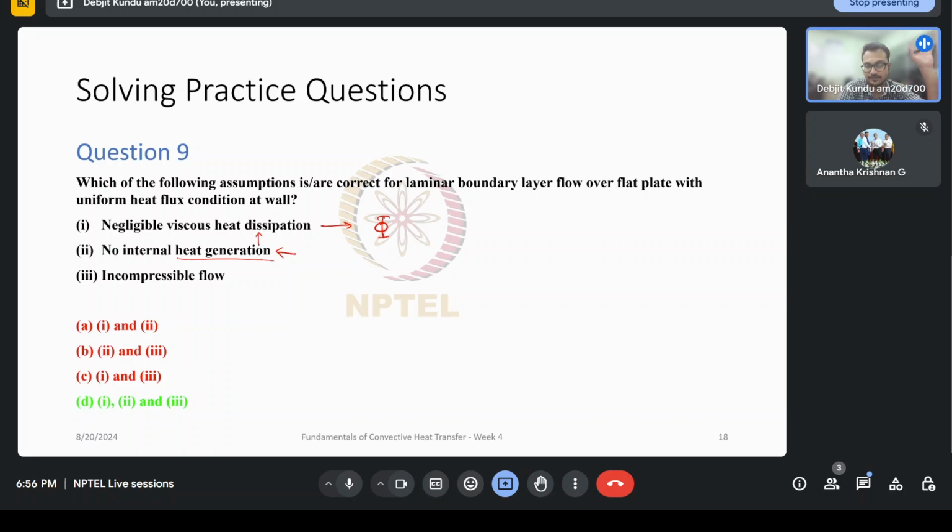And finally, incompressible flow is also an assumption that we start with. In case there is a compressible flow, there are some shocks and so on. That also complicates the physics problem. And those things are all out of the scope of our syllabus for now. We will focus simply on the very basic laminar boundary layer flows. So for that, all these three assumptions have to be taken into account, and we should know what assumptions we are making. So in this case, all these are the correct assumptions, and the correct solution is option D, all of these.